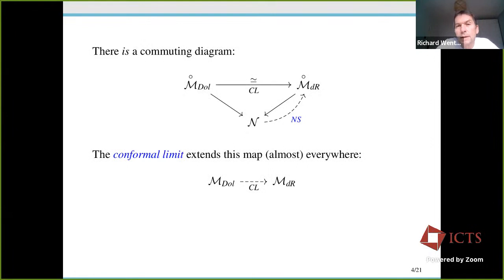So the conformal limit can be thought of as an extension of this to the full moduli spaces. There's a technical point, but it's not defined completely everywhere, but let's not worry too much about that. It's defined almost everywhere, and it extends this map that we've defined here to essentially the full moduli space. And it's a very strange map. It's not continuous, but it does interchange two natural stratifications on the two moduli spaces.